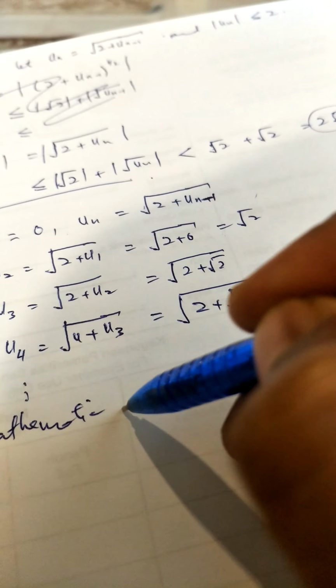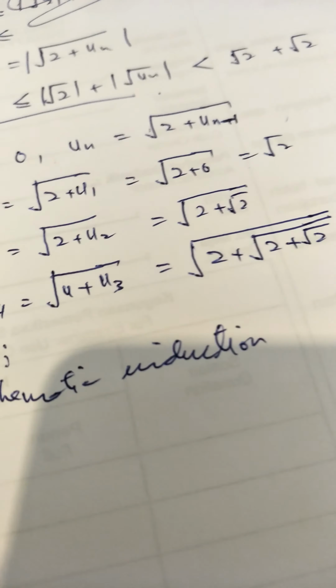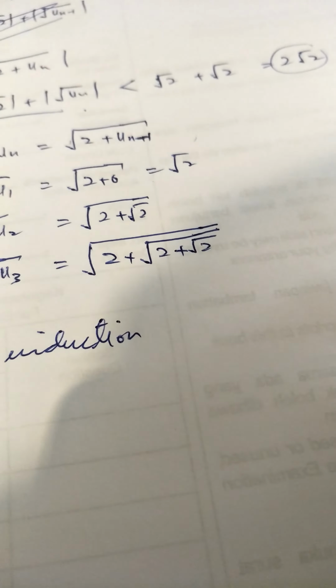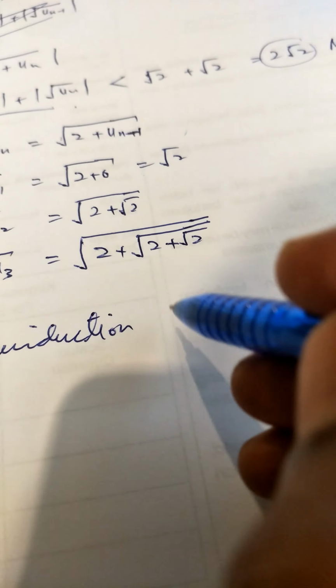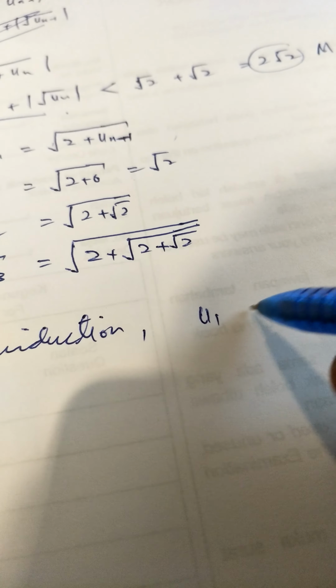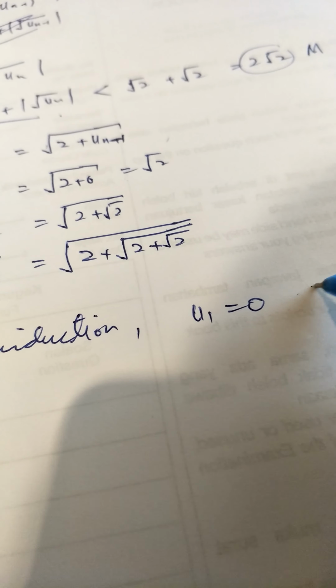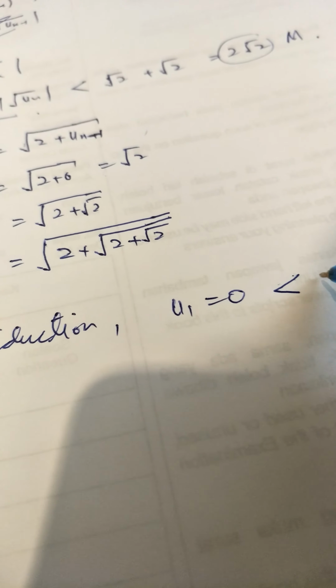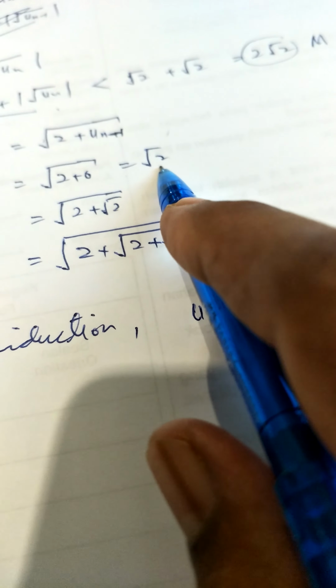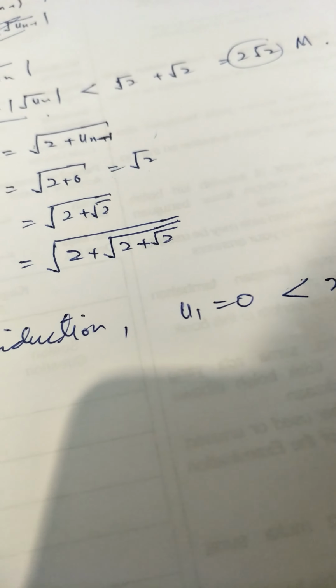I think you know what mathematical induction is. What is mathematical induction? First thing is that we know u1 is true. u1 is 0. This 0 is definitely less than some number. Let's say, looking at here, it seems this is less than 2, so let's say this is less than 2, so this is true.